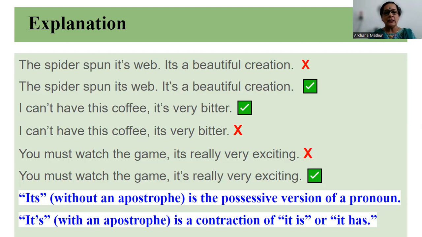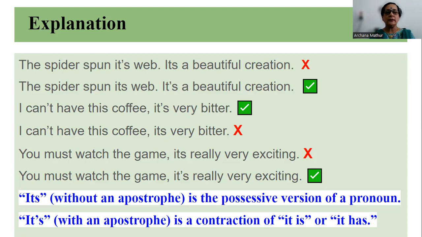When we use it's with an apostrophe, then it means it's a combined version of either it is or it has. It is. So it's a beautiful creation. It is a beautiful creation. But when we say the spider spun its web, it can't be the spider spun it is web. So whenever we are in doubt, let's try to break up the it's and see whether it should be it is or it has. All right.